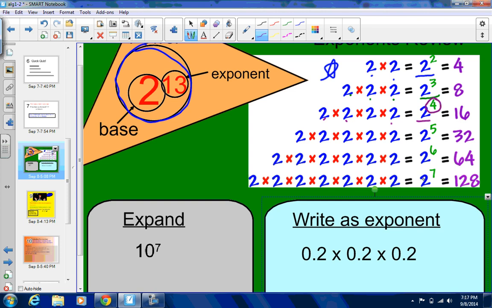So looking down here, 2 to the 7th means that you're going to multiply 2 by itself 7 times. You have 1, 2, 3, 4, 5, 6, 7. Multiplying 2 by itself 7 times gets you to 2 to the 7th, or 128. Sorry.